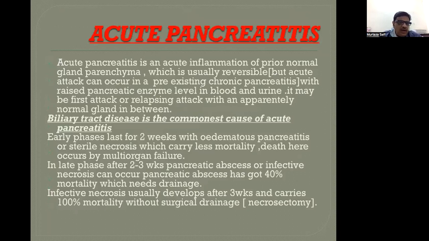Now come to acute pancreatitis. It is the acute inflammation of a previously normal gland parenchyma, which is usually reversible, but an acute attack can occur in a pre-existing chronic pancreatitis, with raised pancreatic enzyme level in blood. Basically, the increased pancreatic enzyme level in the blood is responsible for the complications of pancreatitis. So it is basically the enzyme which is released in the blood. There is raised pancreatic enzyme level in the blood and urine. It may be a first attack or a relapsing attack with an apparently normal gland in between.